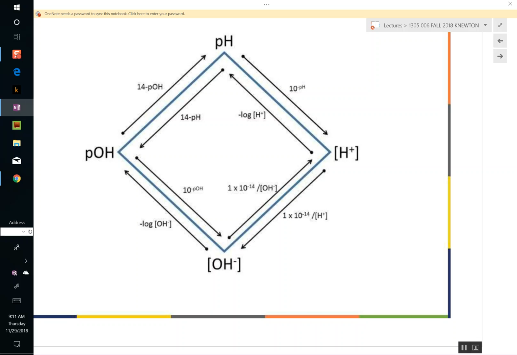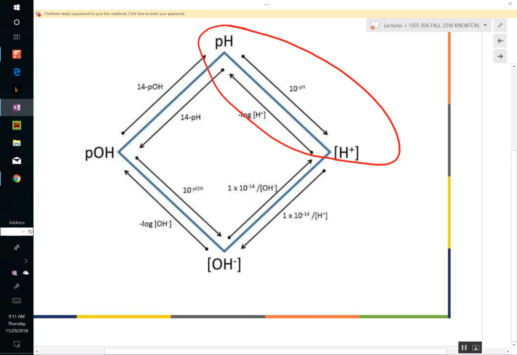So if you know pH and you want to go to here, it's 10 to the minus the pH. If you know this and you want to go there, it's the negative log of this. So that's what we're talking about. And this is the main arm of that whole gamish that we've been dealing with, going back and forth between hydrogen ion concentration and pH. But then there are these other relationships. If you know the pOH and you want to know pH, it's 14 minus the pOH.